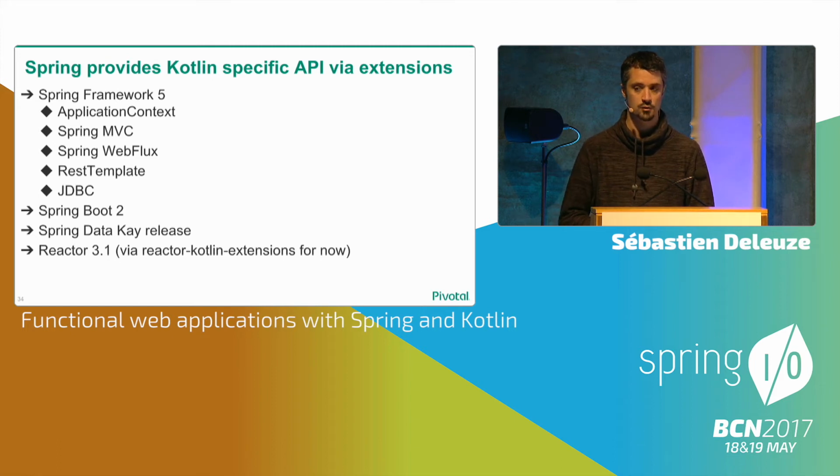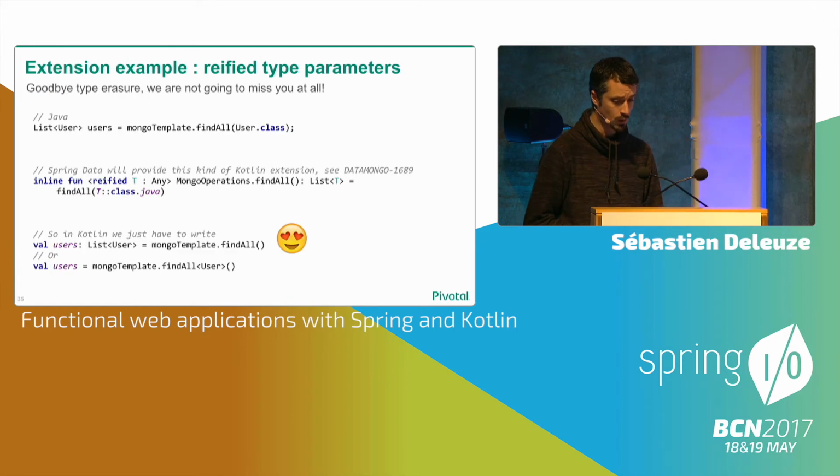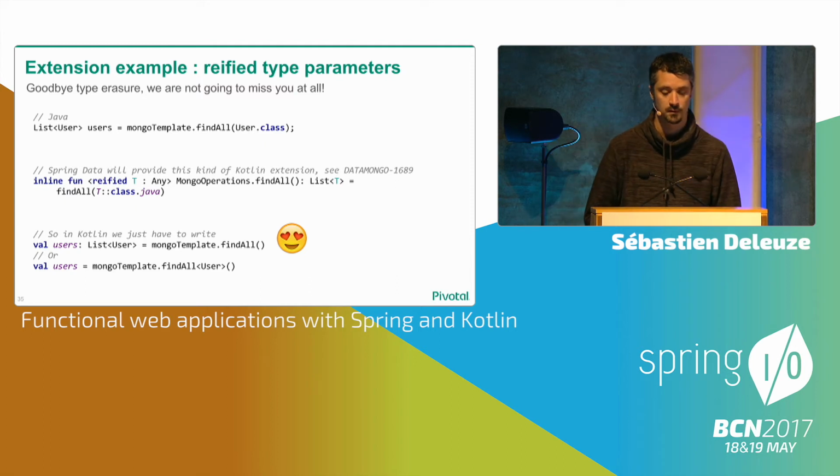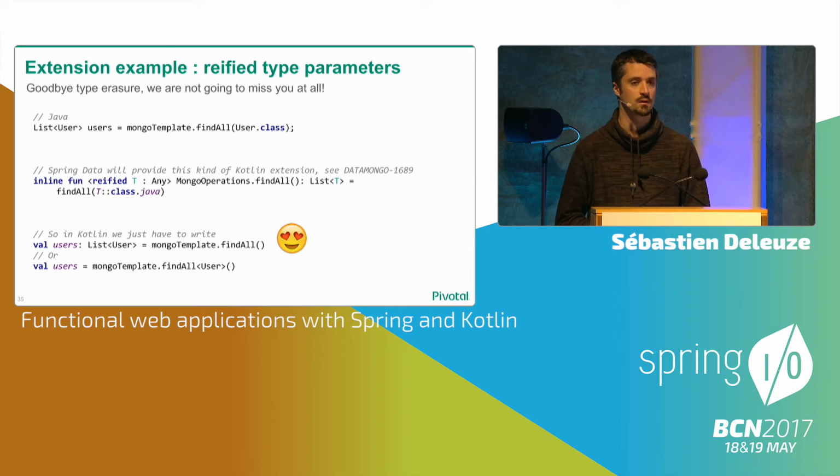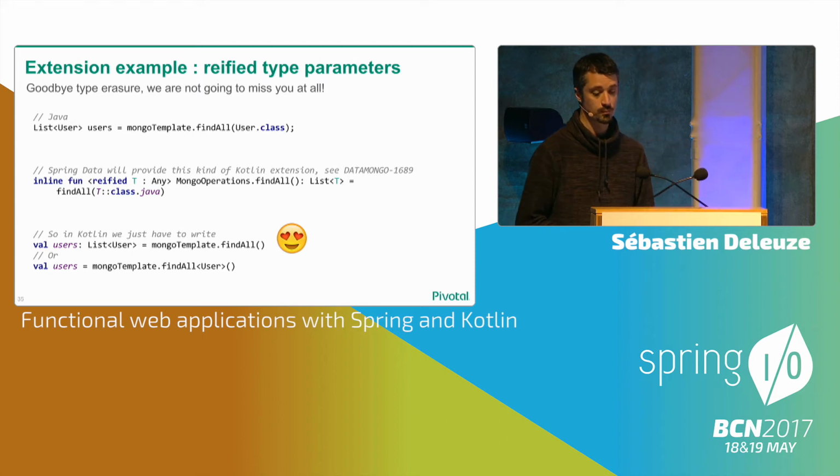But this extension provides some additional methods. A concrete example is leveraging reified type parameters. In various places in Spring, you have to specify explicitly the type that you want to serialize or deserialize. For example, that's true for RestTemplate, for WebFlux, for Spring Data, MongoTemplate, for example.